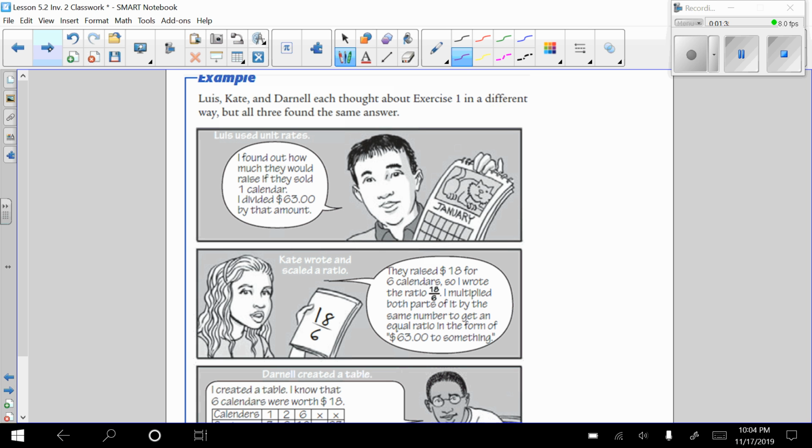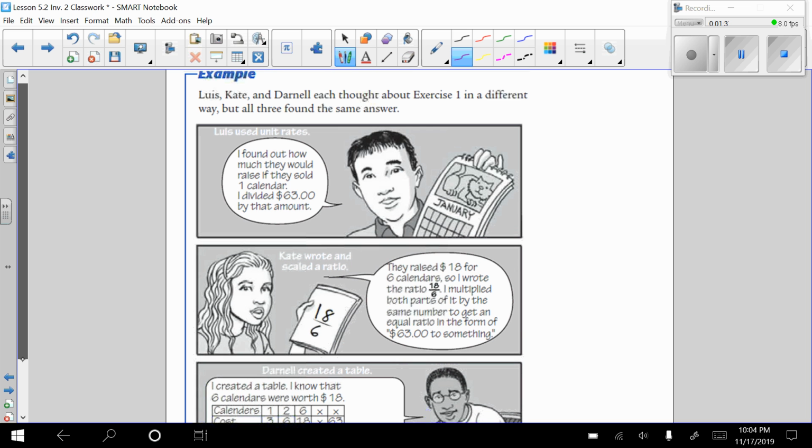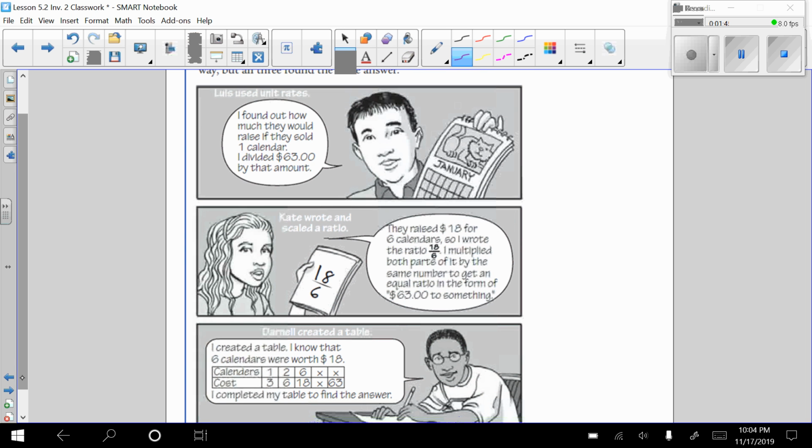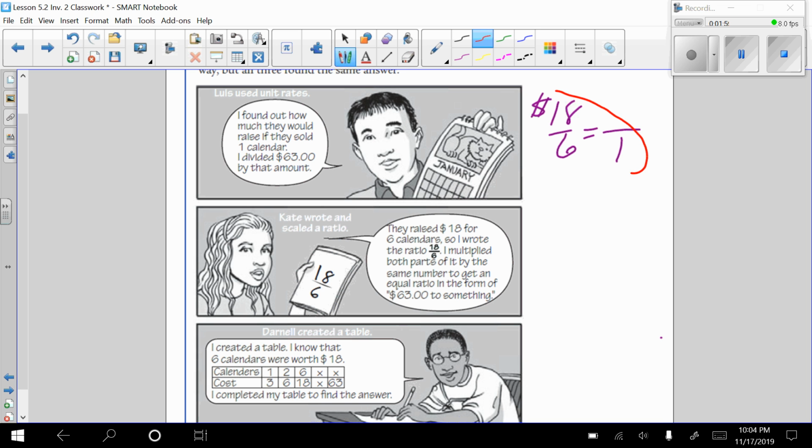Now, here are some different ways of looking at things. Here's Lewis, Kate, and Darnell. Each thought about exercise 1, the one we just did with the calendars, in 3 different ways. Lewis said, I found out how much 1 calendar was. If for $18 I got 6 calendars, how much was 1? Again, cross multiply and divide by the lonely guy, and you'll find out that each calendar costs $3.